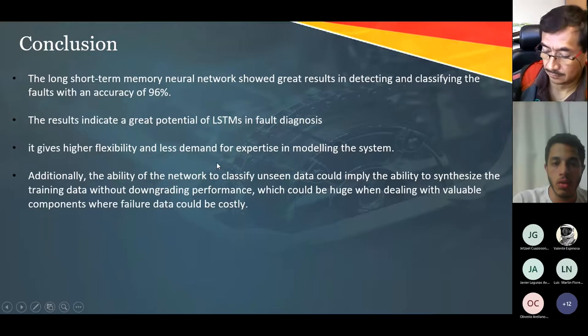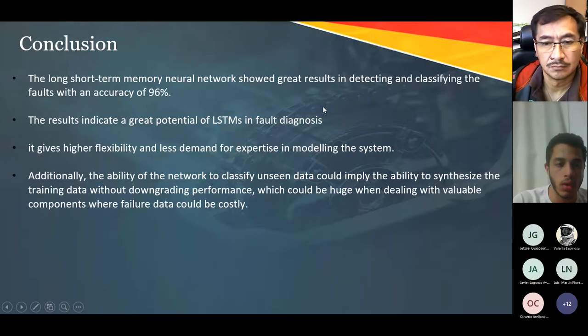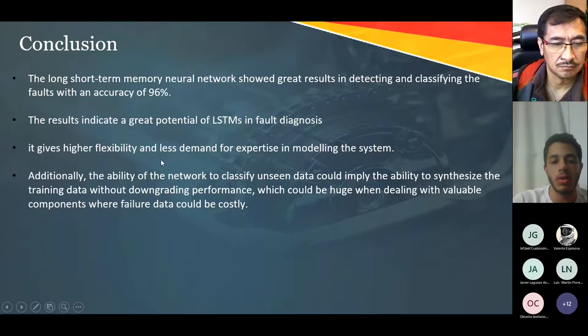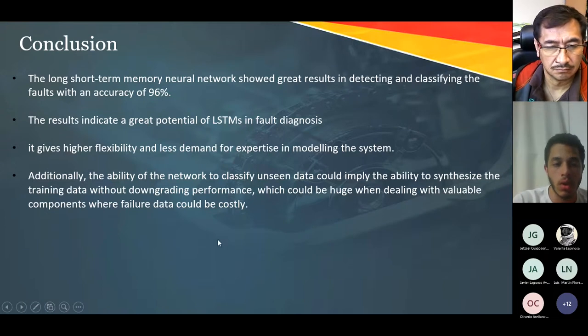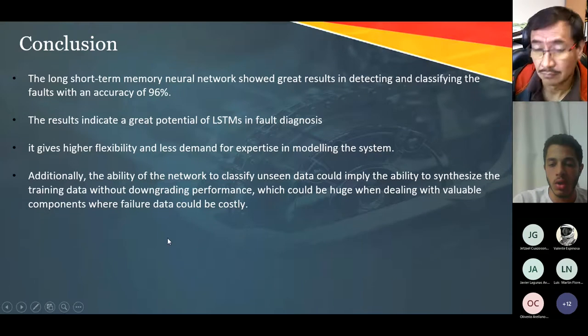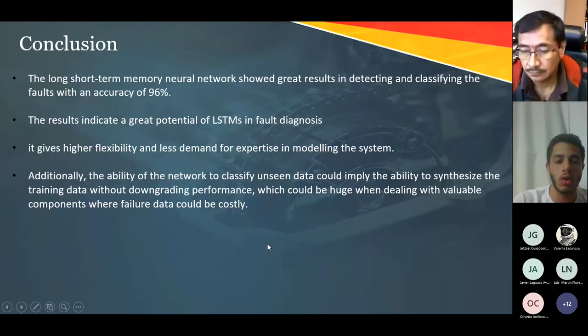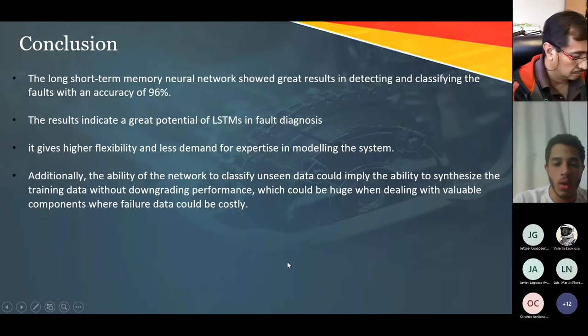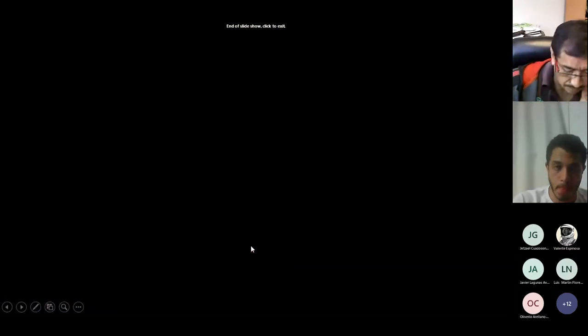Now we can conclude that the long short-term memory neural network has great potential in fault detection of automotive engines. They offer high flexibility and less demand for expertise in modeling the system. Additionally, the ability of a network to classify unseen data implies the ability to synthesize our training data without downgrading performance. This could be a huge deal when we deal with such valuable components where obtaining failure data could be costly. Thank you.